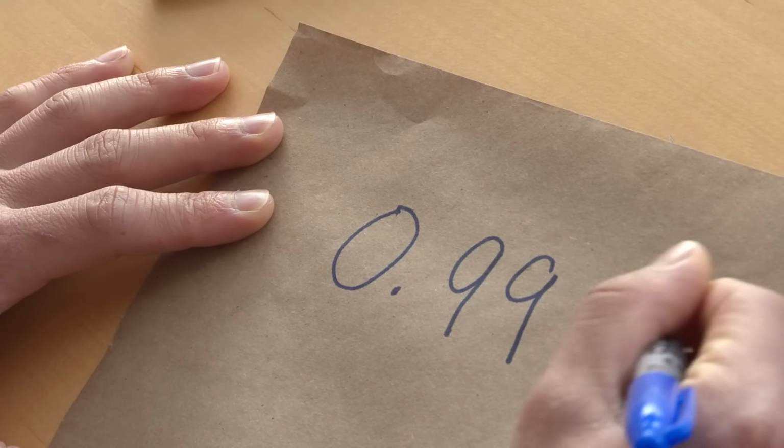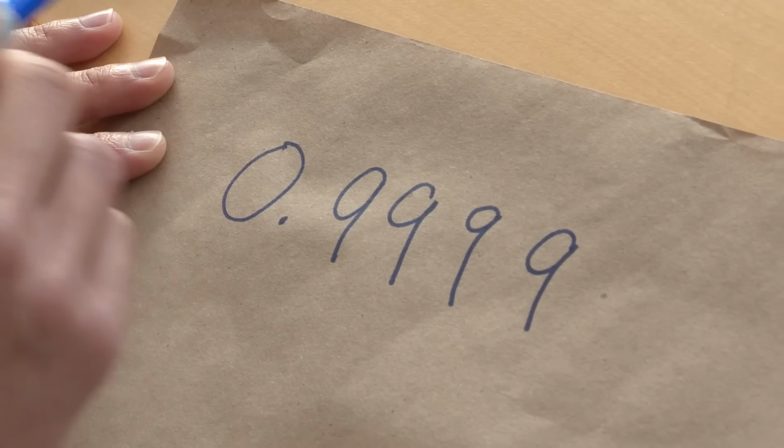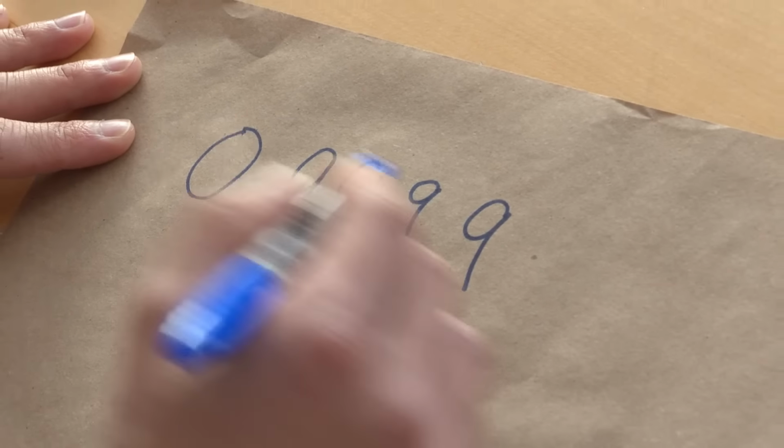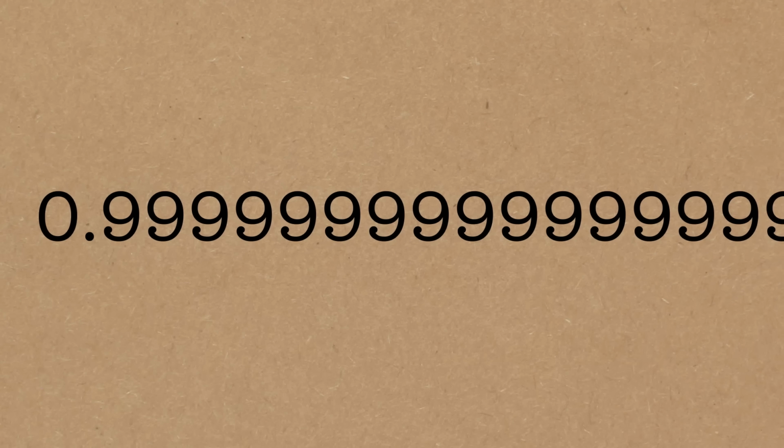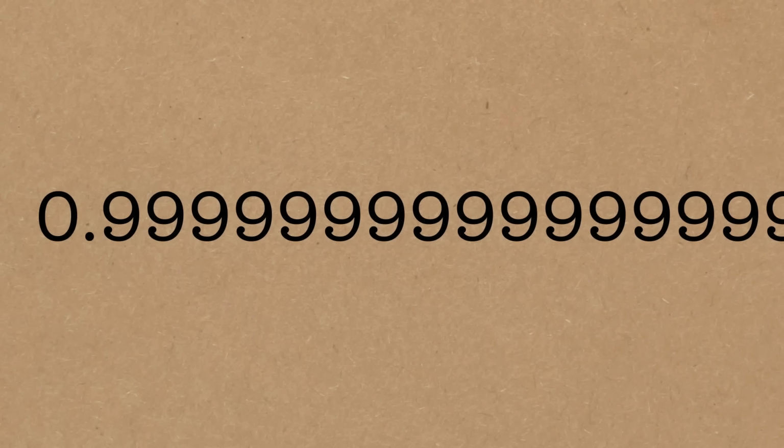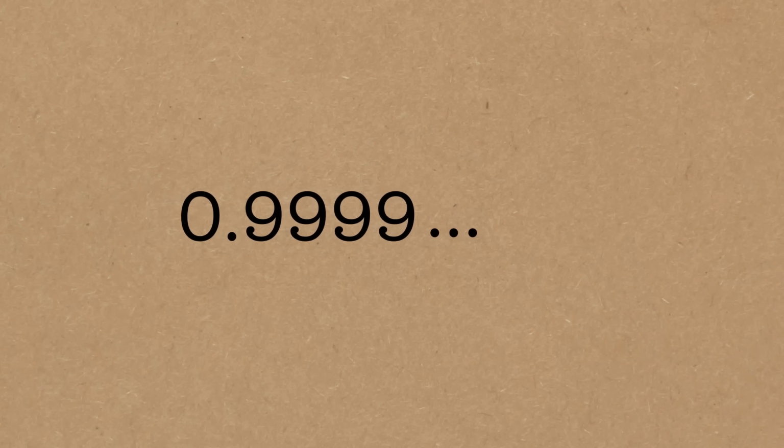So for example, a kind of famous one is where you take a number like 0.99999 repeating. The nines will keep on going forever. And you ask yourself, is this a number that I already recognize? Is it equal to something else with a different name? And in this case, although the decimal expansion is very complicated, it's actually equal to 1.